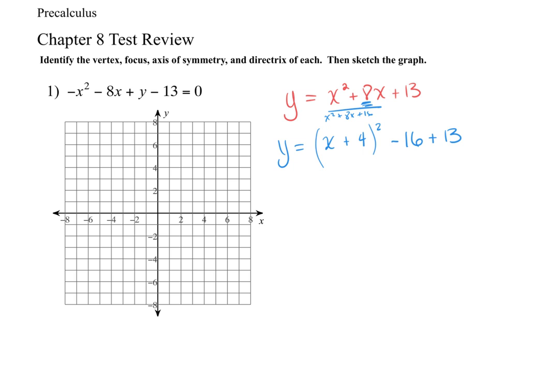When I simplify this, my vertex formula then looks like this. Y equals x plus 4 squared minus 3. I already have my a, I have my h, and I have my k. All right, so if I'm finding the vertex, that's the first thing it's asking for.